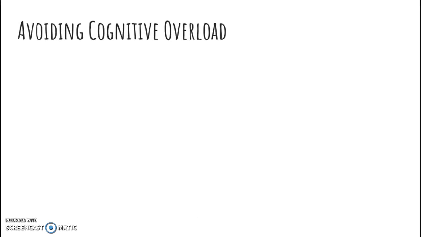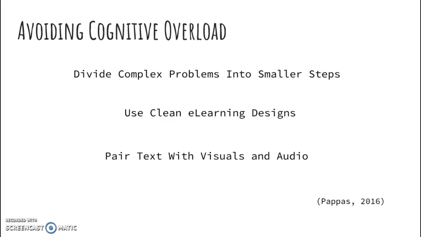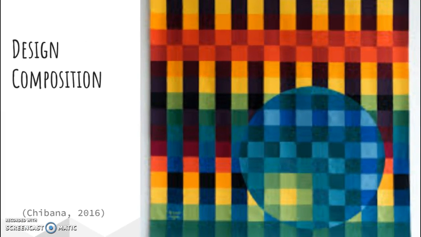There are several ways we can avoid cognitive overload, such as dividing complex problems into smaller steps, using clean e-learning designs, and pairing text with visuals and audio. That's what we're going to focus on today. Clean designs, which pairs visuals with audio. We will be looking at a few of the rules for design composition. The audio portion will be my narration.